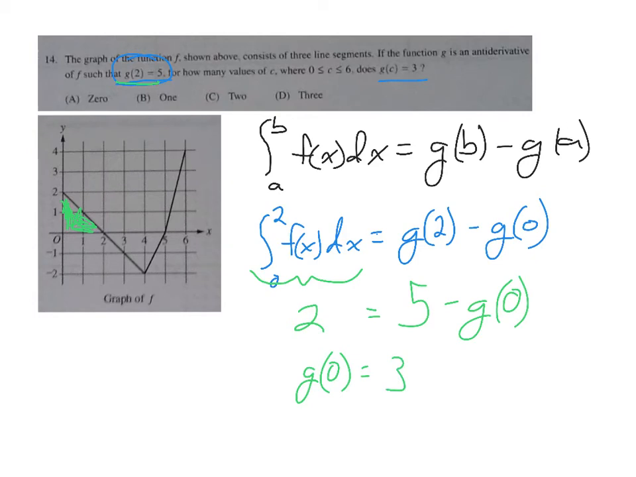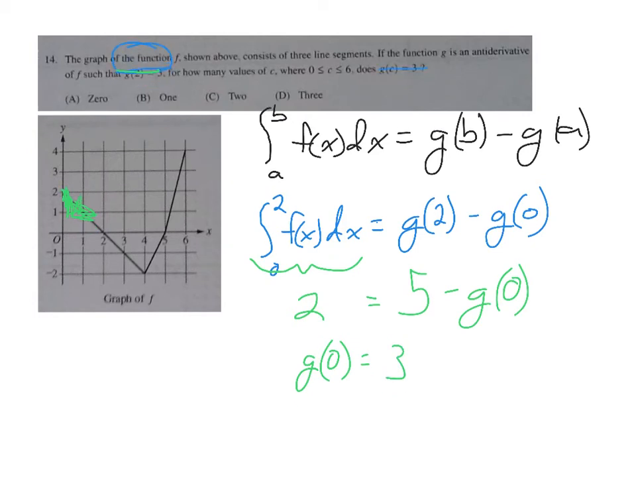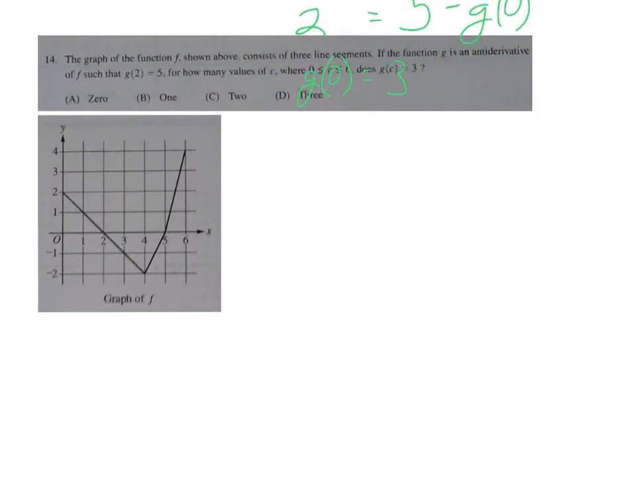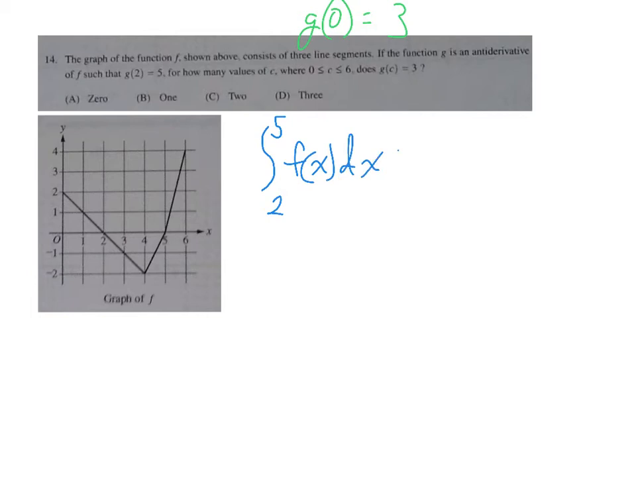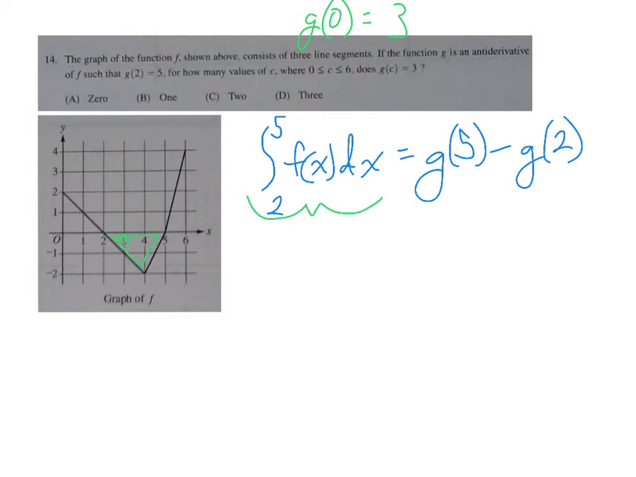Okay, let's move that out of the way here. And let's do that one more time. Now I'm going to look at the next piece, and I'm going to take the integral from 2 to 5 of f of x dx. That is going to give me g of 5 minus g of 2. Once again, this part here is just the area, and we know g of 2 from our question, and we'll figure out what g of 5 is going to be.